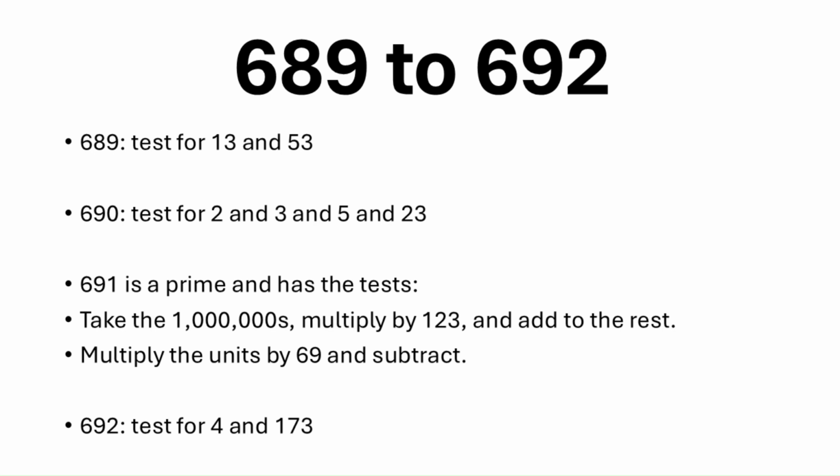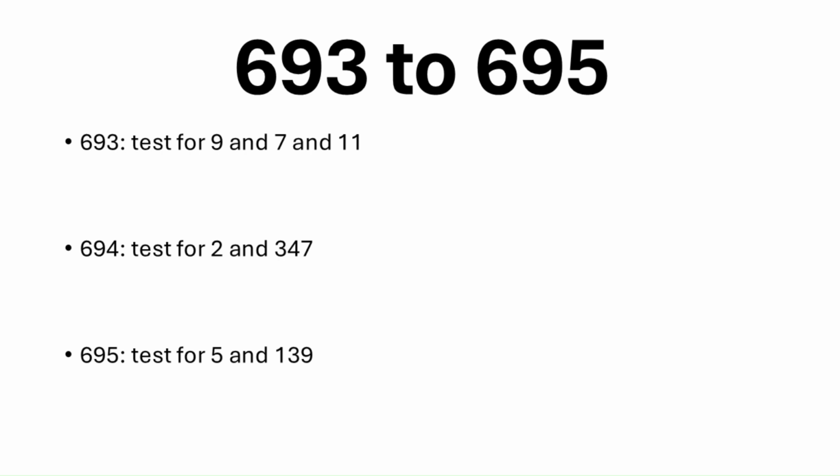690, test for 2 and 3 and 5 and 23. 691 is a prime and has the tests. Take the 1 millions, multiply by 123, and add to the rest. Multiply the units by 69 and subtract. 692, test for 4 and 173. 693, test for 9 and 7 and 11.